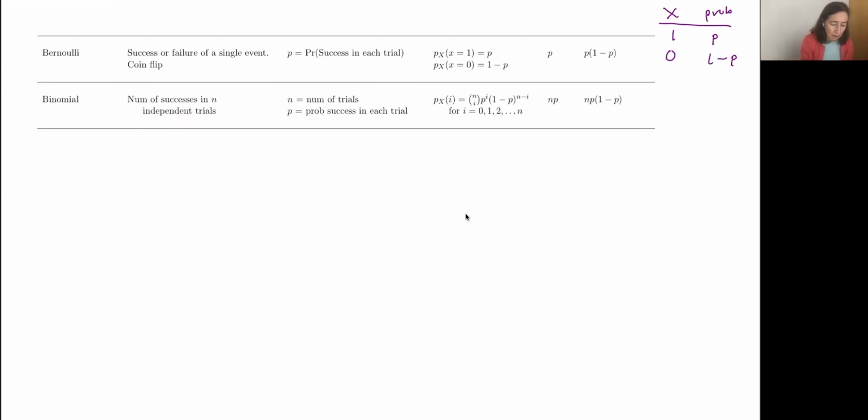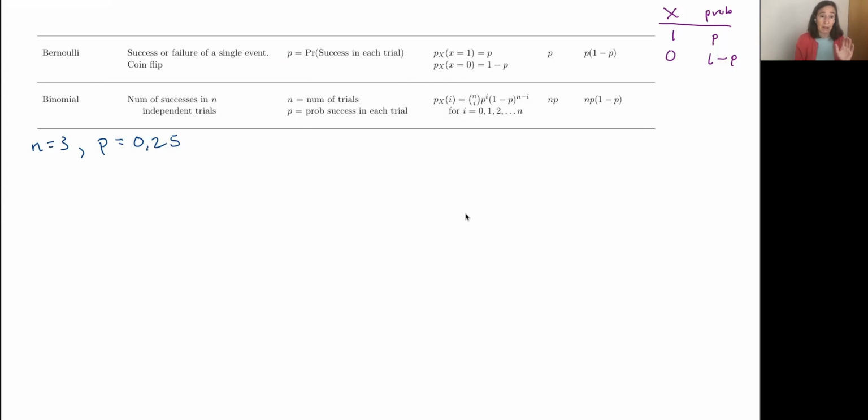Okay, so let's go through an example of a binomial random variable with n equals 3 and p equals 0.25. So if we're thinking about a coin, it's not a fair coin. It's biased towards tails, right? The probability of heads is only 0.25.